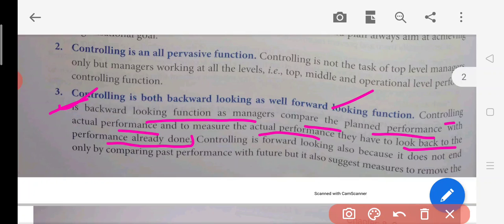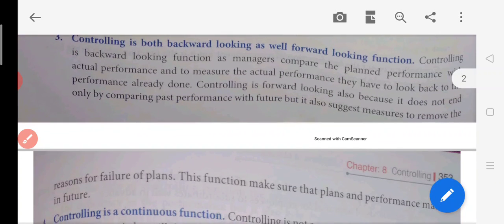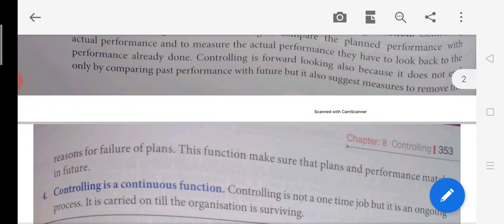Okay. Controlling is forward looking also because it does not end only by comparing the past with the future, but it also suggests measures to remove the reasons for failure of the plans. So whatever mistakes have happened in the past, those mistakes should not repeat in the future. This is how we can attain the goal more easily in the future.